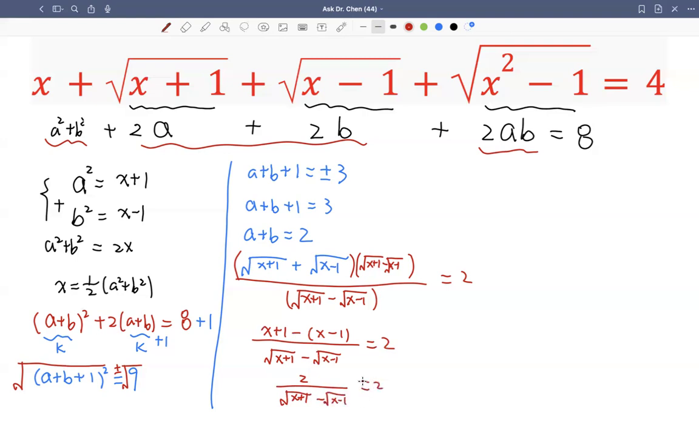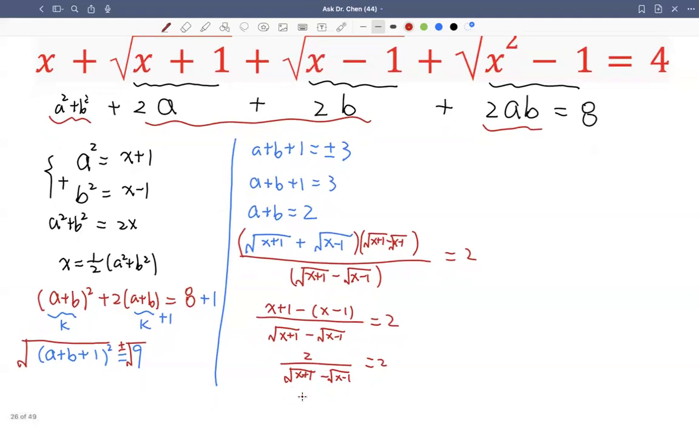So from here, what are we getting? We're getting square root of x plus 1 minus the square root of x minus 1 equals 1. Cross multiply, we get 2 times this equals 2. So we divide by 2 on both sides, and we get a minus b equals 1. So a plus b equals 2, and now we have a minus b equals 1. So we could use these two formulas.